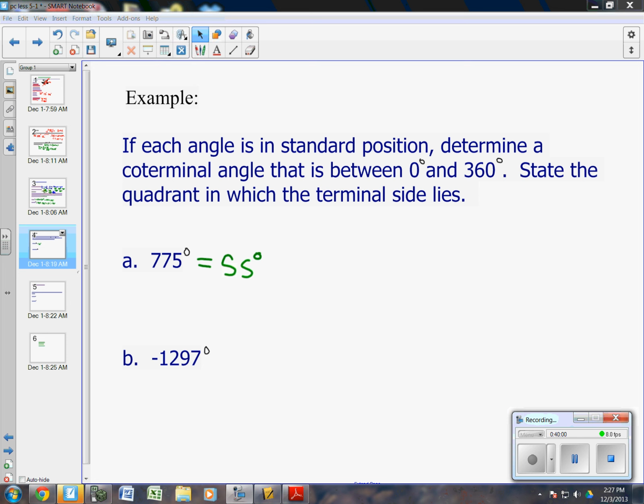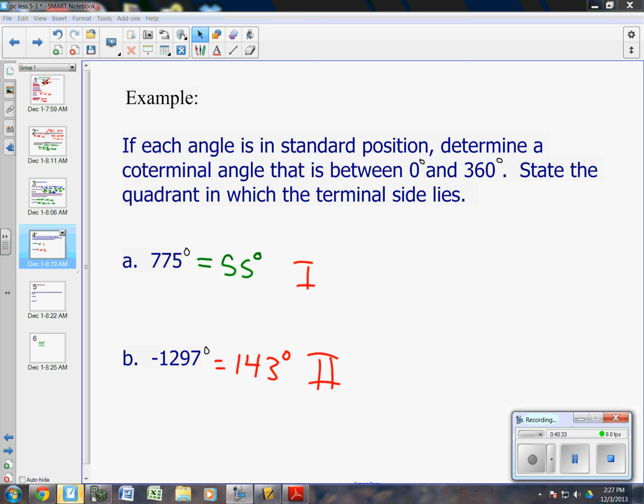4. That's you guys. What is the answer to this one? 149? All right, you guys, it's 143. Which quadrant is that in? Quadrant 2. That's quadrant 1. Between 0 and 360. That's a positive angle, between 0 and 360.